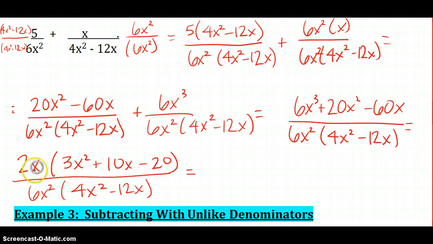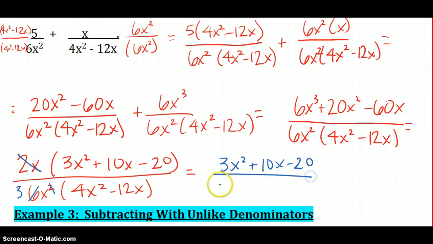Now, since I have multiplication going on, I can cross out what these two have in common. So there's a 2x in the top and a 6x squared in the bottom. I can cross out that entire 2x, and on the bottom I'm left with, well, the 6, if I pull a 2 out of there, I'm left with 3. And I'm crossing out 1x, so I still have 1x left over. So now my final answer is 3x squared plus 10x minus 20 over 3x times 4x squared minus 12x.